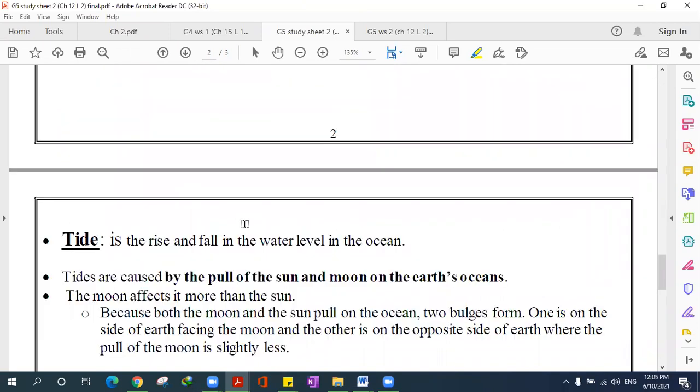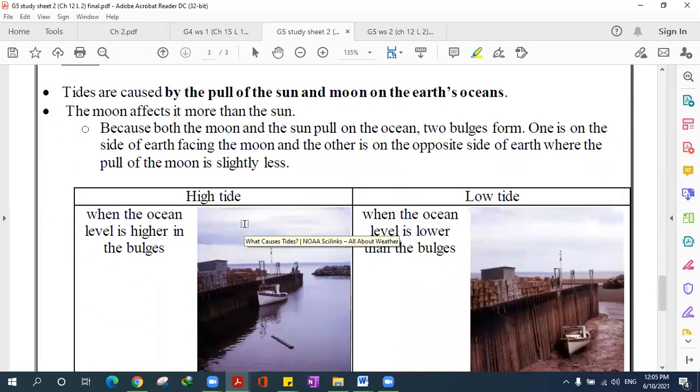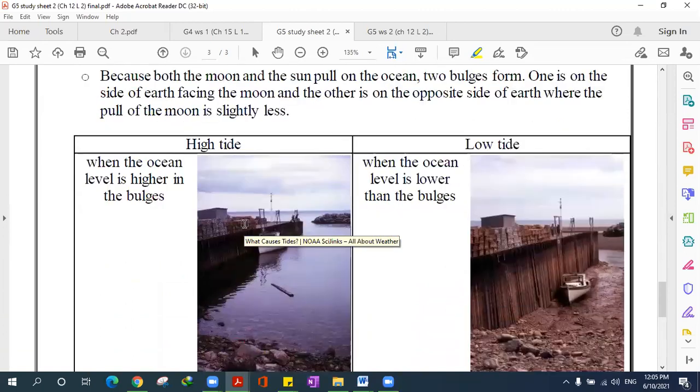Okay. Now, the third movement, which is tides. This is the third type of movement. You guys know tides, like high tide and low tide. Read from the picture. Yes, and this is caused by the gravitational pull or the gravity of the moon and the sun.